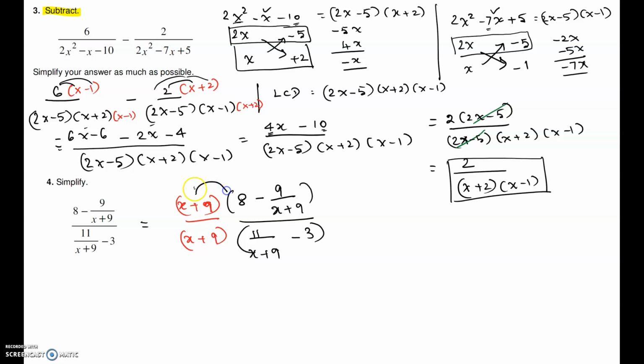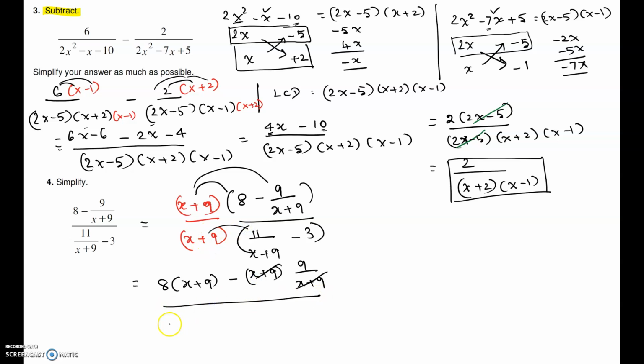Now you're going to distribute the x plus 9. So it's 8 times x plus 9 minus x plus 9 times 9 over x plus 9. So the x plus 9 gets cancelled out. Divided by x plus 9 times 11 over x plus 9 minus x plus 9 times 3.